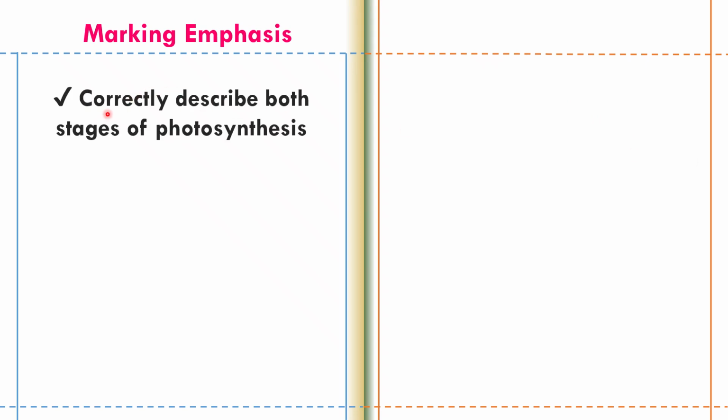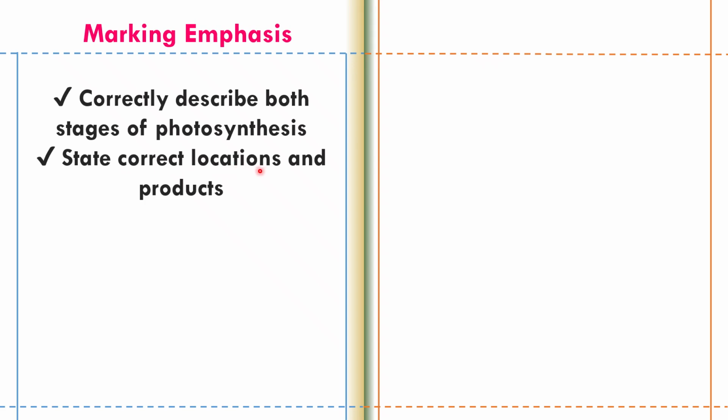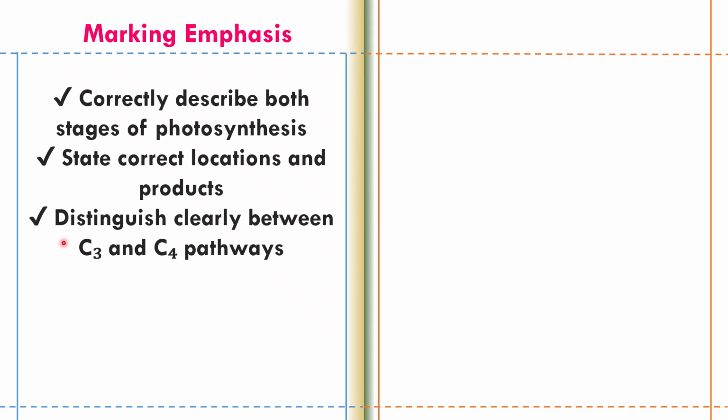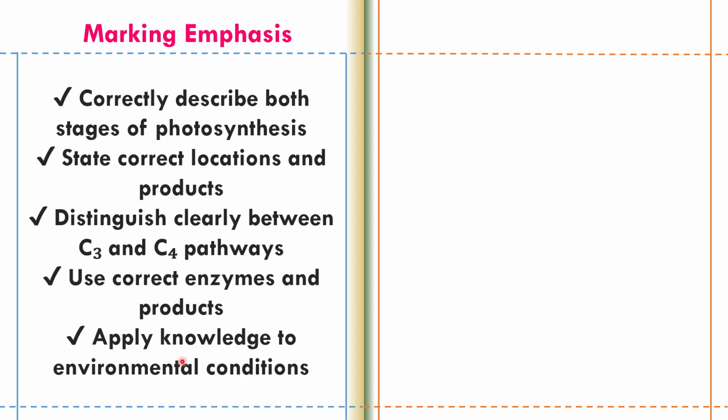Marking emphasis: correctly describe both stages of photosynthesis. State correct locations and products. Distinguish clearly between C3 and C4 pathways. Use correct enzymes and products. Apply knowledge to environmental conditions.